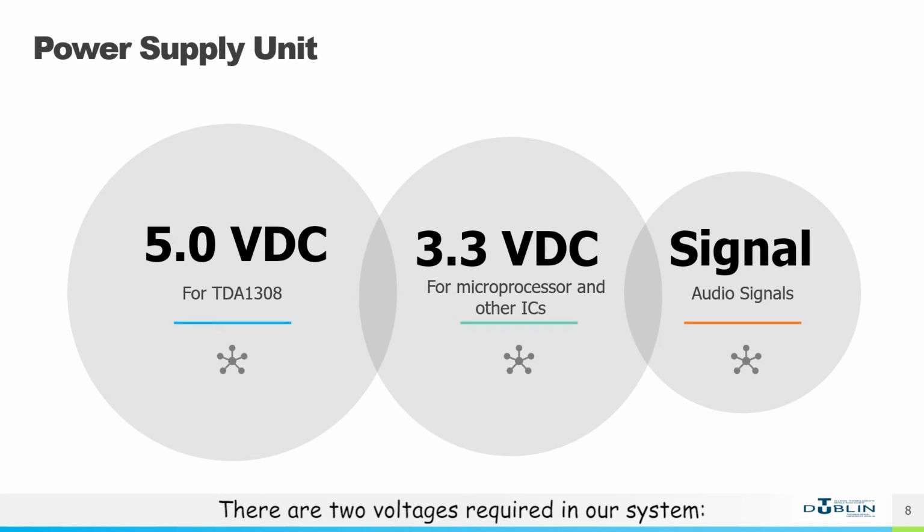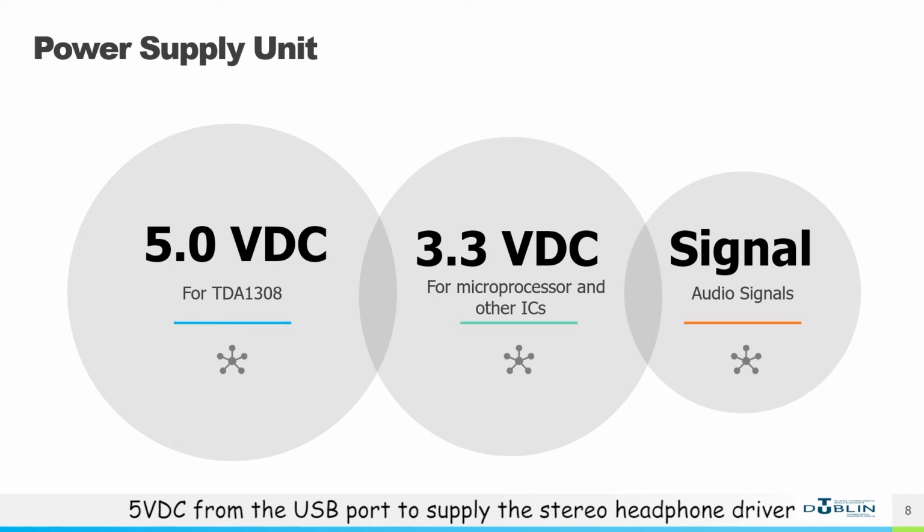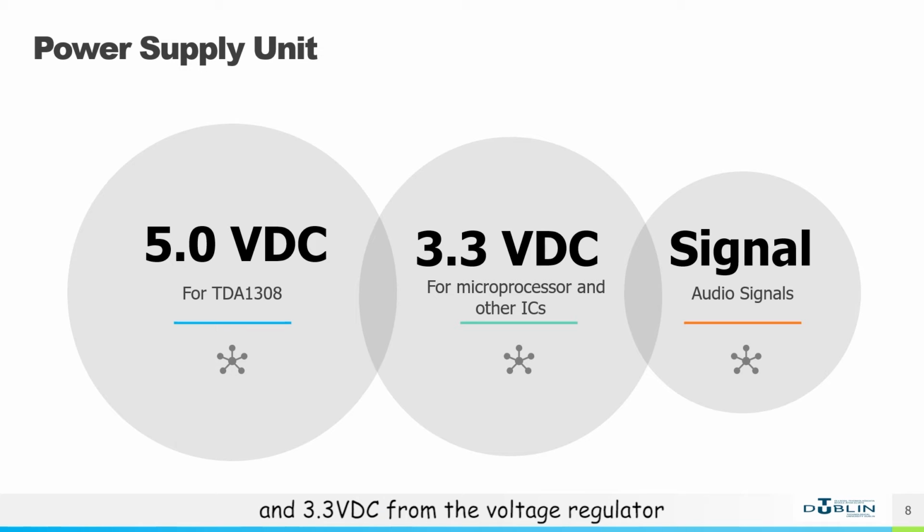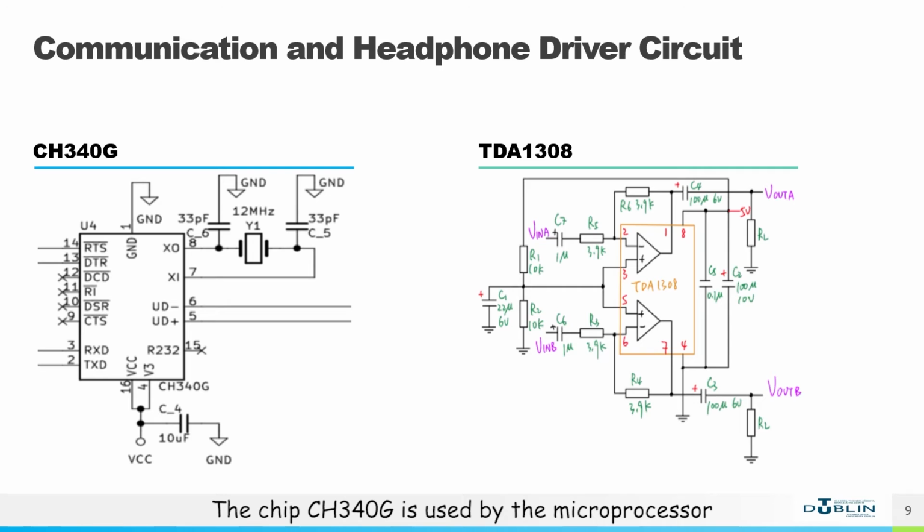There are 2 voltages required in our system. 5V DC from the USB port to supply the stereo headphone driver, and 3.3V DC from the voltage regulator to supply the microprocessor and other chips. The chip CH340G is used by the microprocessor to provide USB connectivity. RTS and DTR are connected to the reset pin and boot 0 pin of the microprocessor. A 12 MHz crystal and 2 oscillating capacitors need to be installed with it.